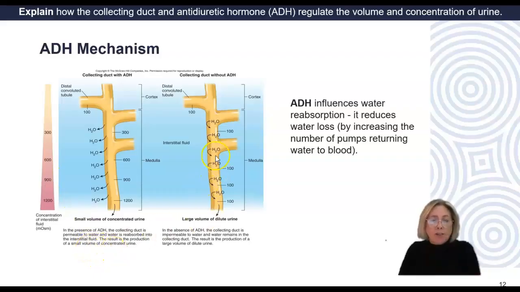When you're really hydrated, the collecting duct doesn't have the effect of antidiuretic hormone because it's not released from the posterior pituitary gland. So the collecting duct stays impermeable to water, and more water remains in the collecting duct. And then the result then is the production of a large volume of dilute urine. So overall, antidiuretic hormone influences water reabsorption. It reduces water loss by increasing the number of pumps returning water to the body and to the blood.